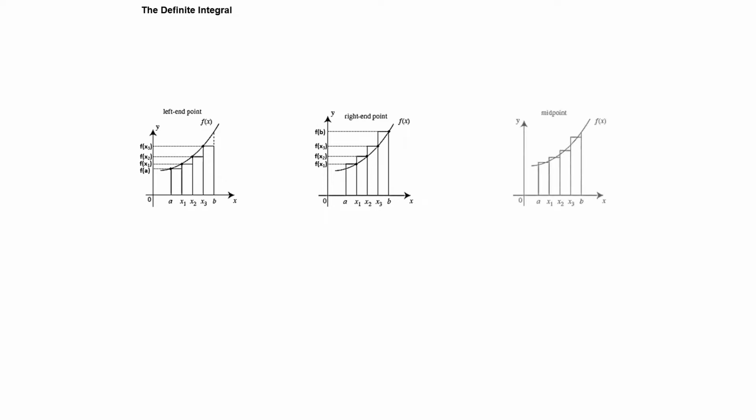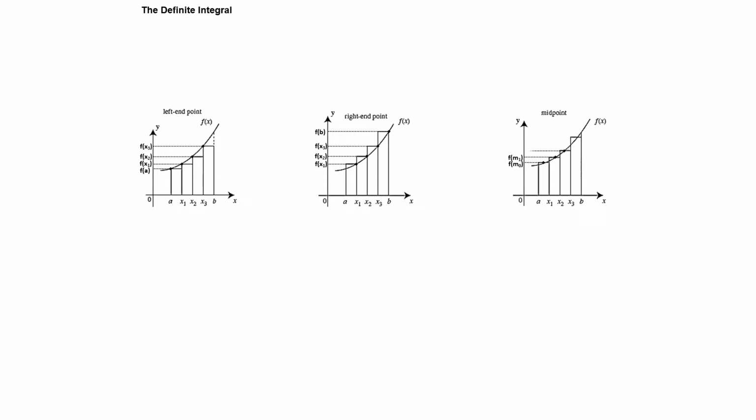Another choice is to make our rectangles touch the curve with their top right corners. This is a right Riemann sum. In a right Riemann sum, the height of each rectangle is equal to the value of the function at the right endpoint of its base. In a midpoint Riemann sum, the height of each rectangle is equal to the value of the function at the midpoint of its base.